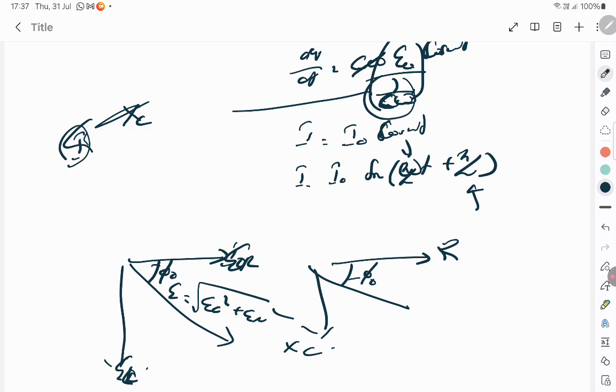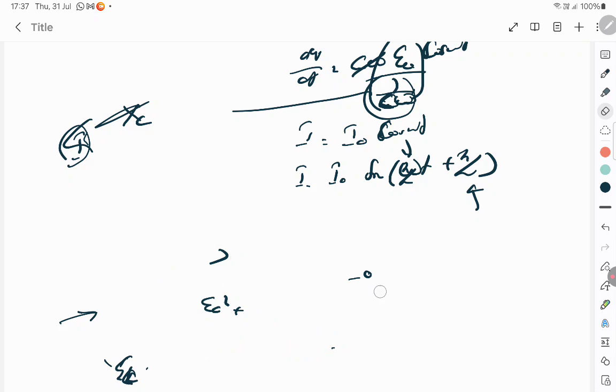This is actually minus phi naught. That's why you get the EMF as E naught sin(omega t minus pi by 2). But I always have the habit of writing it this way, but it's okay, that doesn't matter. So that's about this, and let's go to the next question.